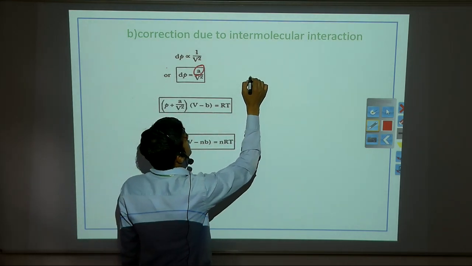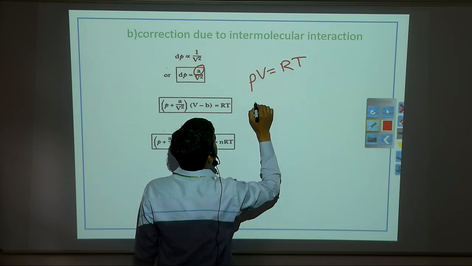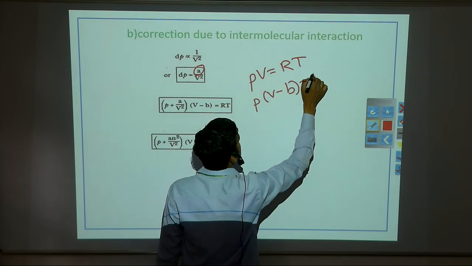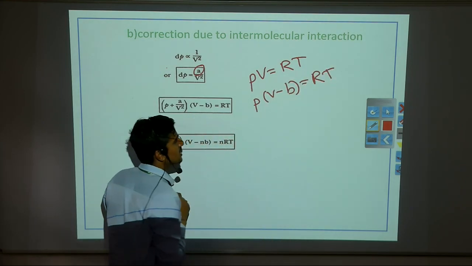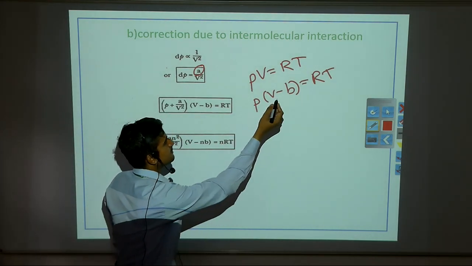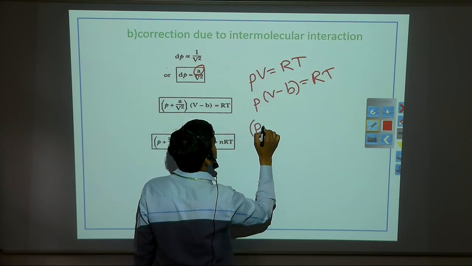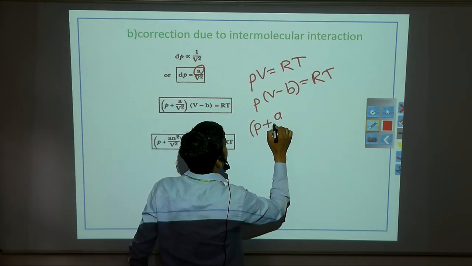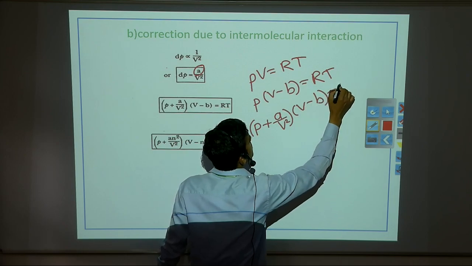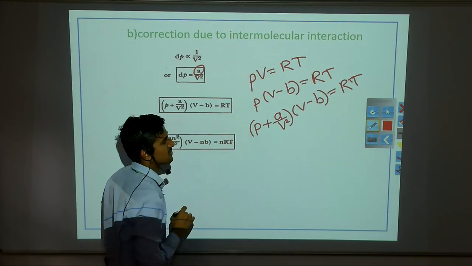Now, what is our equation? PV = RT. What is the first correction? P(V − B) = RT. This is the first correction. Correct? Then the second correction is to replace P by P plus A divided by V square, so (P + A/V²)(V − B) = RT. This is the second correction.